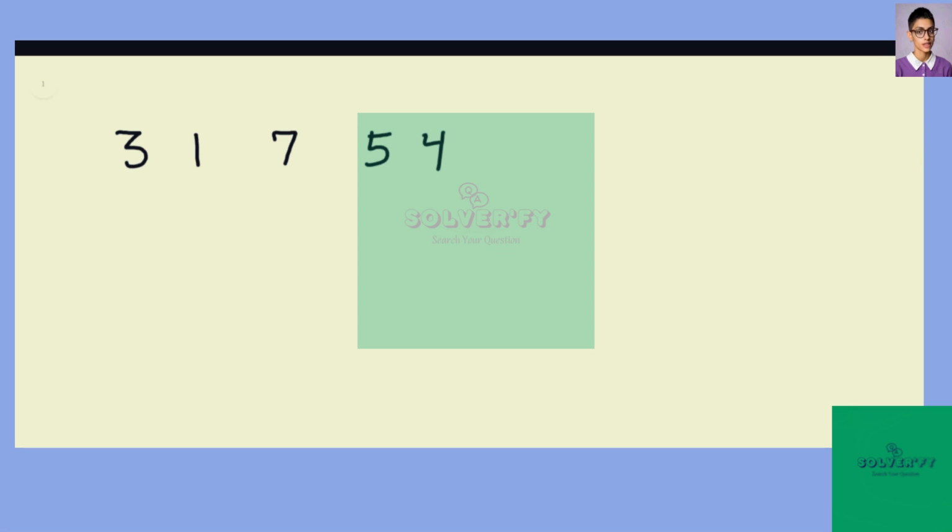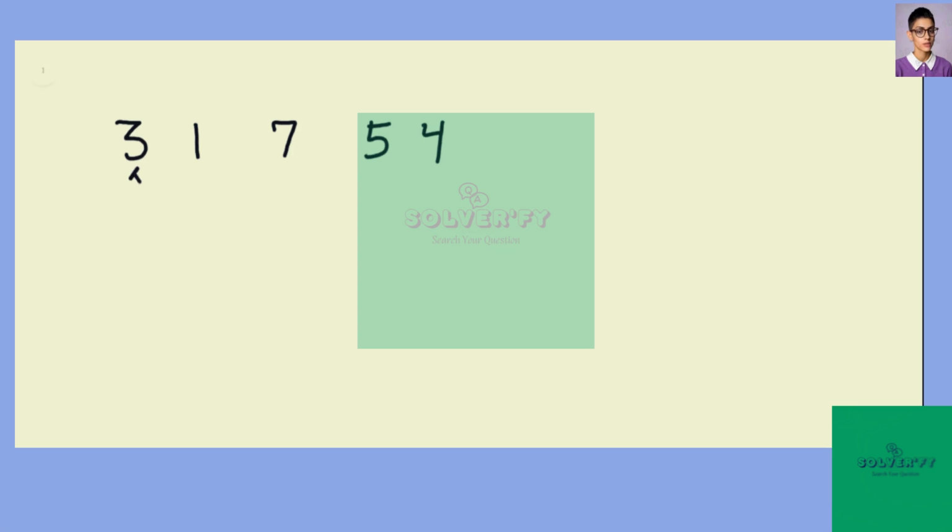Right, so here we're going to use the bubble sort algorithm to sort this given list of 3, 1, 7, 5, 4. Bubble sort compares two adjacent elements and swaps them if they are in decreasing order, so the opposite of what we want.